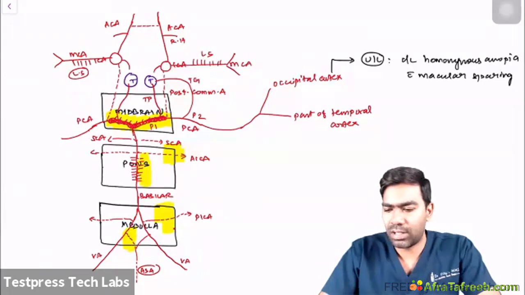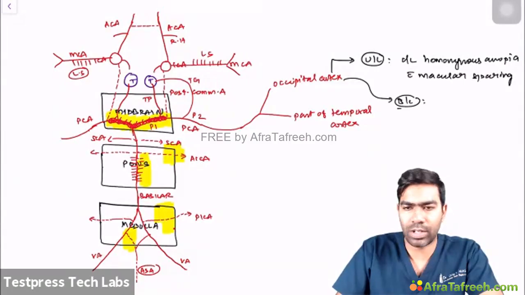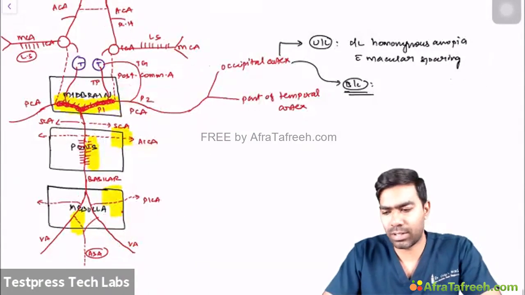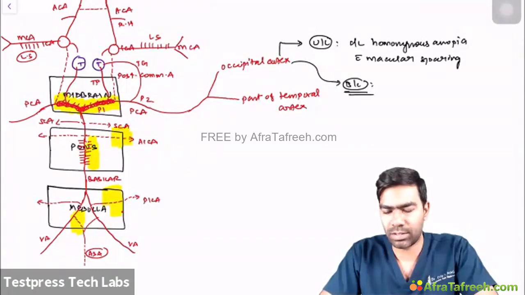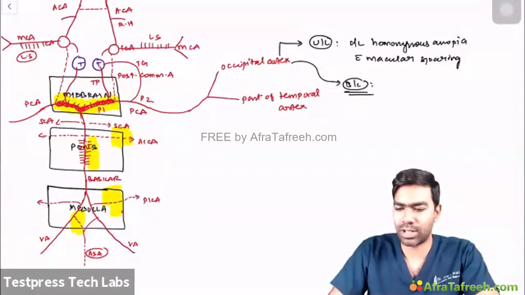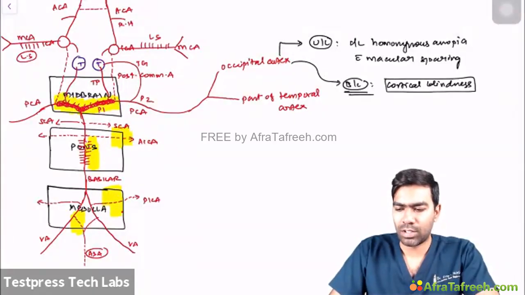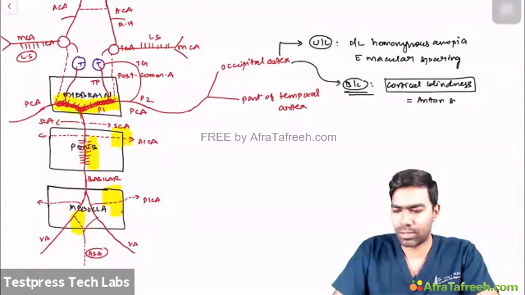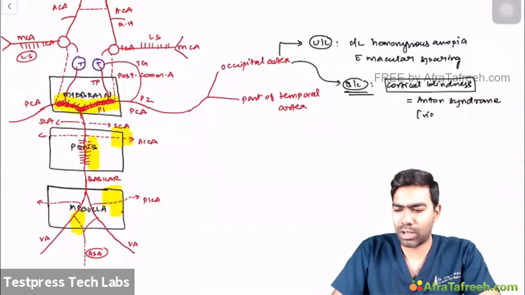Then suppose you have a bilateral occipital cortex infarction. It's very rare, you don't often get it. Suppose you get bilateral occipital cortex infarctions due to bilateral PCA involvement, you will result in something called cortical blindness. Very characteristic. This cortical blindness, previously they called it Anton syndrome. Anton syndrome. So you can understand this cortical blindness as a part of visual anosognosia.